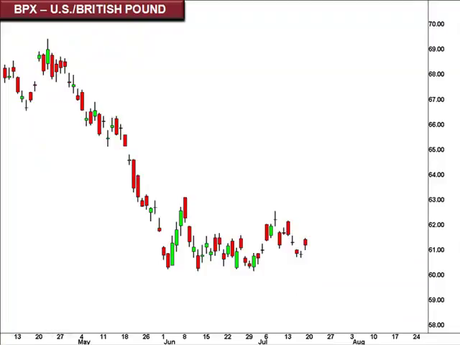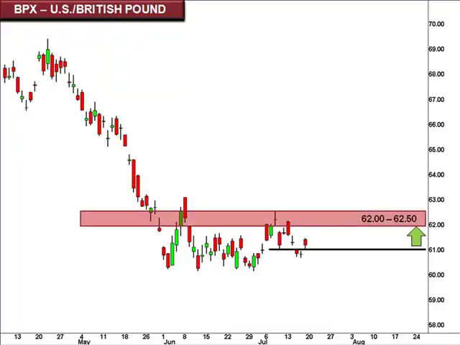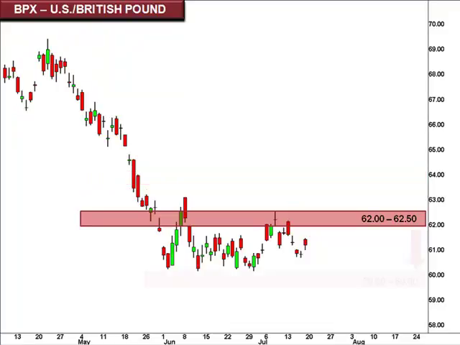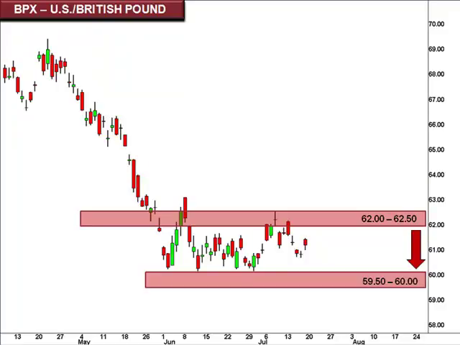Well, the U.S. dollar finished the week off of its lows against the pound as seen here in the BPX. With a move back above 61, we may see yet another attempt to breach the 62-62.5 resistance level, with the next target identified at 63.5-64. If the U.S. dollar begins next week lower, a move back down to test that 59.5-60 focal zone is likely.